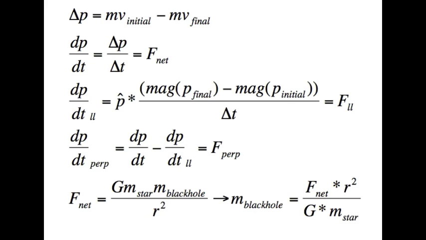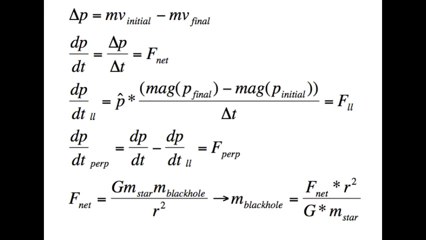From these calculated points, the change in velocity and change in momentum were found. These calculations were made in a while loop in the Python code to find the changing values in each time step. From here, Fnet, F parallel, and F perpendicular were found by using the change in momentum over change in time, or dp/dt, dp/dt parallel, and dp/dt perpendicular. Fnet was set equal to dp/dt.